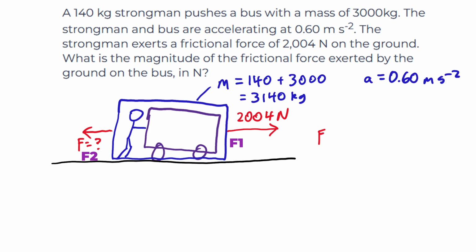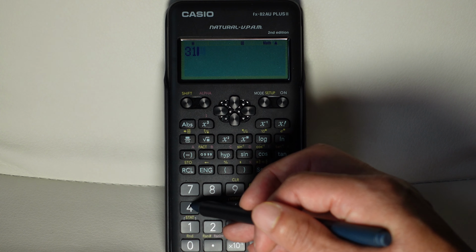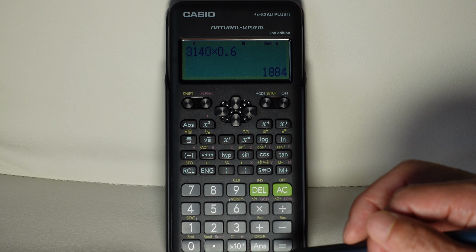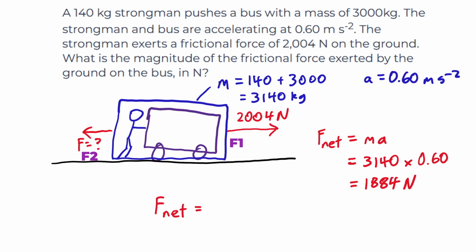We cannot find the frictional force of the ground on the bus directly. However, we can use acceleration and mass to calculate the net force. So we will use net force equals ma. Net force equals 3,140 times 0.6. Plug that into the calculator and we get 1,884. The frictional force backwards, or to the left, must be the difference between the forwards force and the net force.